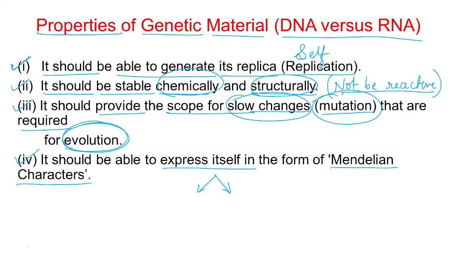It should show segregation during gamete formation and it should show union during zygote formation. Okay, during gamete formation the alleles must separate, and during zygote formation they must unite. And they must separate independently, independent assortment and all those things. So these are the basic properties that a particular genetic material should have. Got it?